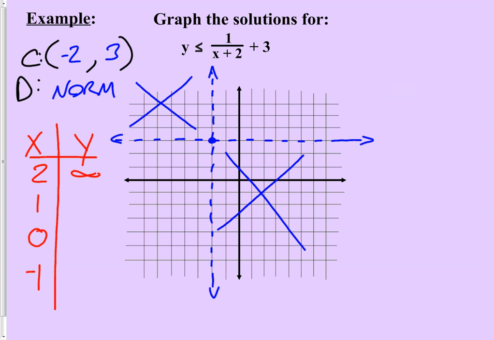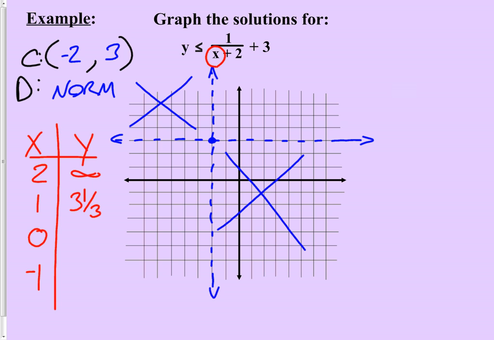Let's see, when x is 1, we plug into the denominator and that would put a 3 in the denominator, a 1 in the numerator, so that fraction is 1/3. And when you add that to the whole number 3, you get 3 and 1/3.